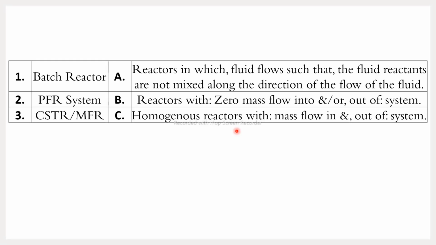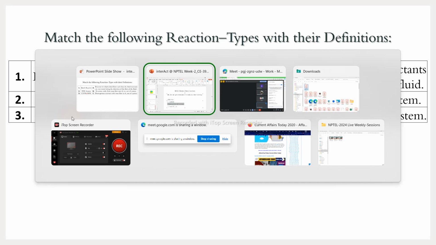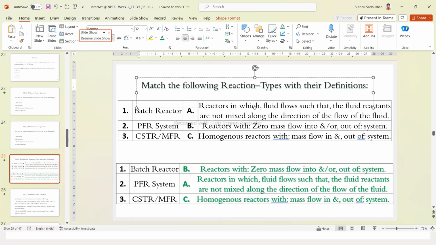Okay, so our next question is a column matching. In the left hand column there are batch reactors, PFR system, and CSTR or MFR. Sorry about that, it is not reaction types, it is reactor types.